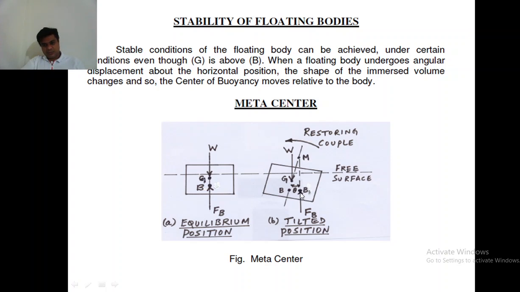So what I'll do is, we'll simply draw one vertical line from the new center of buoyancy. So this is the initial line connecting B and G, that is center of buoyancy and center of gravity, and from the new center of buoyancy you simply draw a vertical line which meets this initial line. So it will meet at this point, and this point is called the metacenter. So what is the importance of this metacenter, we'll see now.